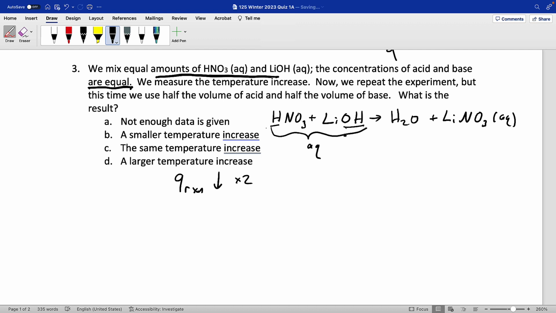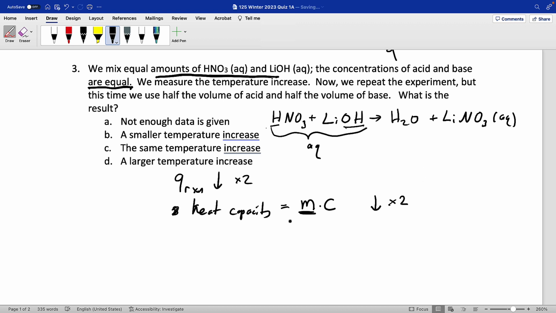But we've got to remember something here: the specific heat, or I shouldn't say the specific heat, but the heat capacity, is equal to the mass times the specific heat. And notice that the mass went down by a factor of 2. The specific heat of water, of course, doesn't change. So that means this went down by a factor of 2. And why does that matter?